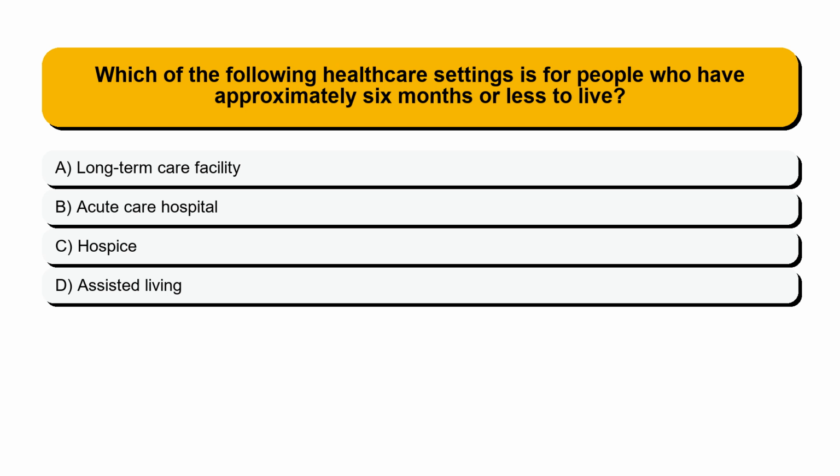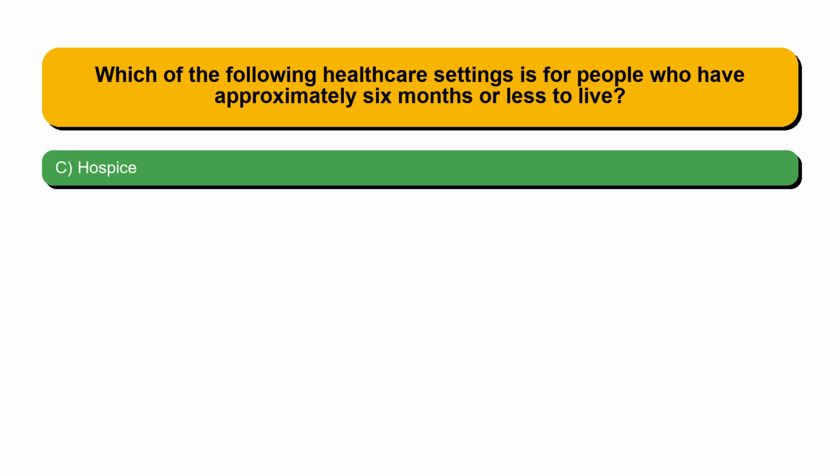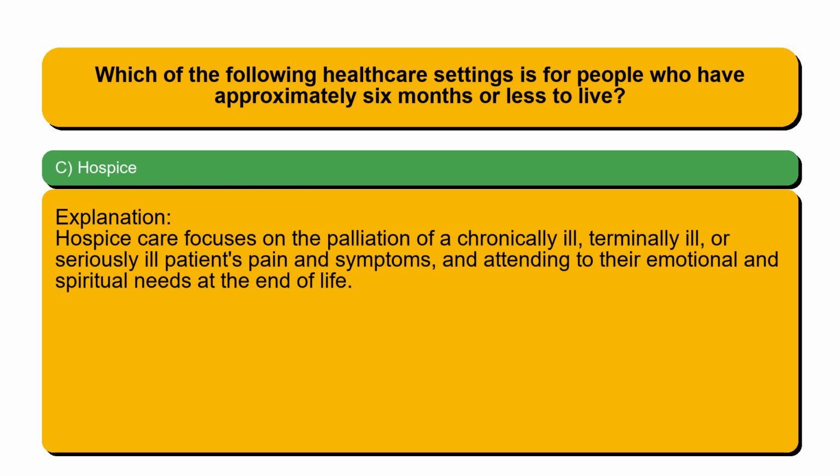Question 55. Which of the following healthcare settings is for people who have approximately 6 months or less to live? Option A, long-term care facility. Option B, acute care hospital. Option C, hospice. Option D, assisted living. The correct answer is option C, hospice. Hospice care focuses on the palliation of a chronically ill, terminally ill, or seriously ill patient's pain and symptoms, and attending to their emotional and spiritual needs at the end of life.